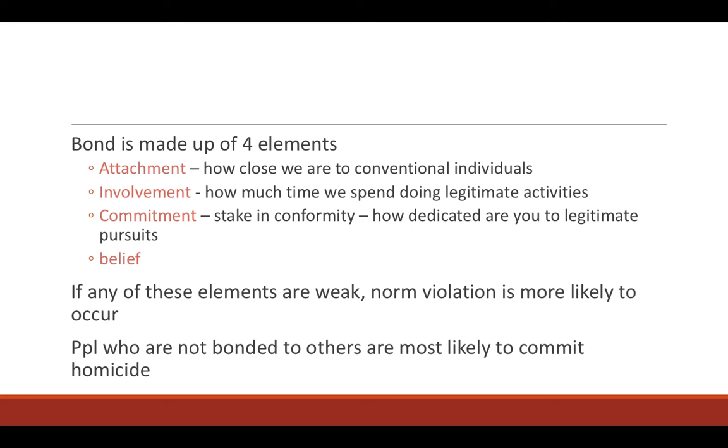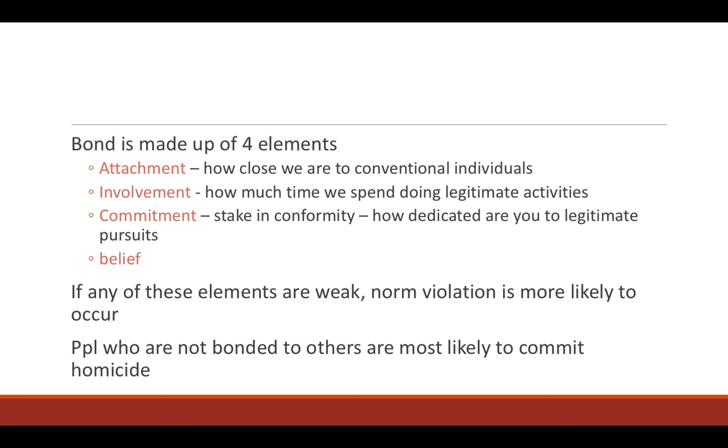So belief is exactly what it sounds like. It's your morals and your personal beliefs. Commitment is that stake in conformity factor. How dedicated are we to legitimate pursuits? Involvement is how much time we spend doing legitimate activities. The more involved you are, the less time you have to engage in crime. And attachment is how close we are to conventional individuals. Whenever these elements become weak, norm violation is more likely to occur because we are less bonded to society.